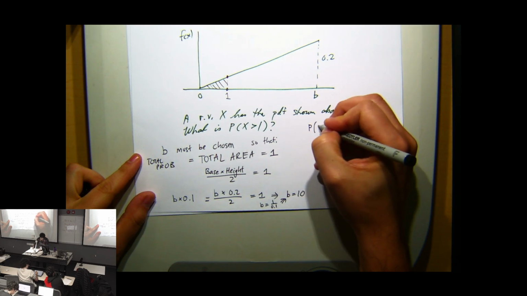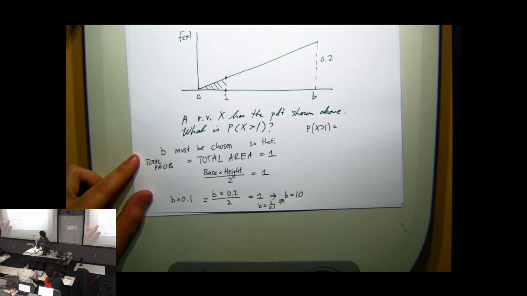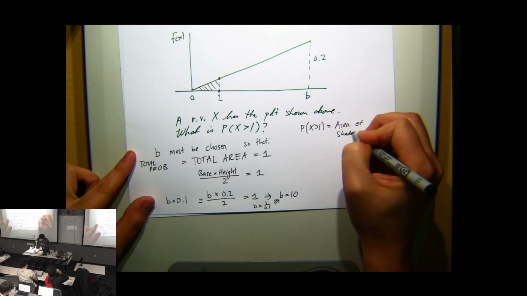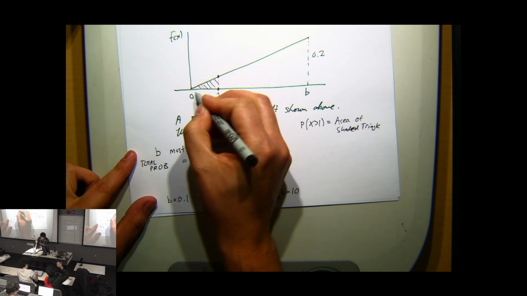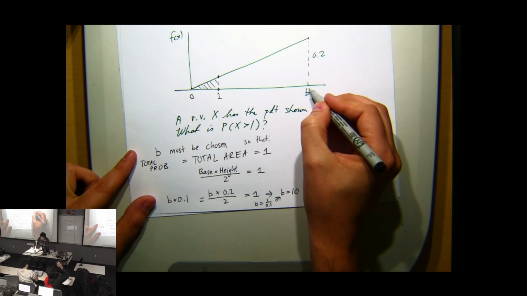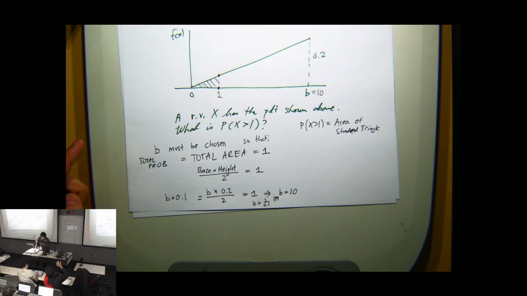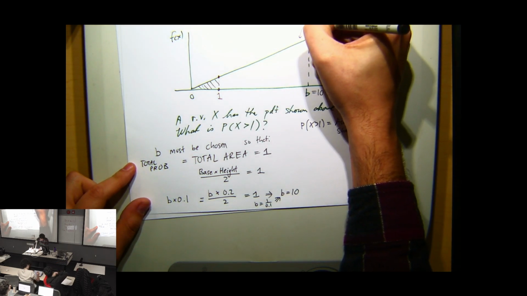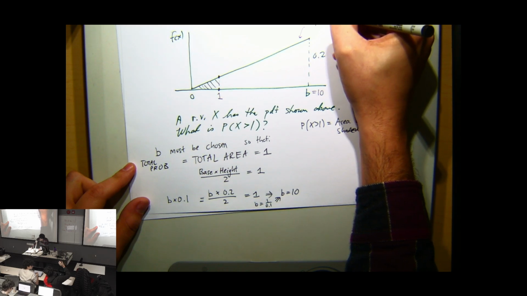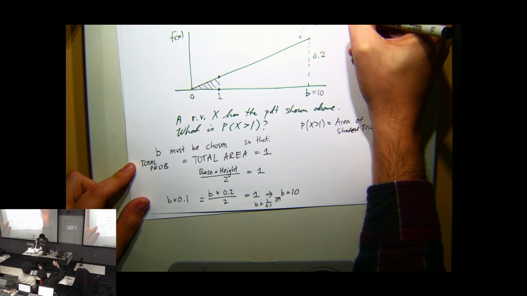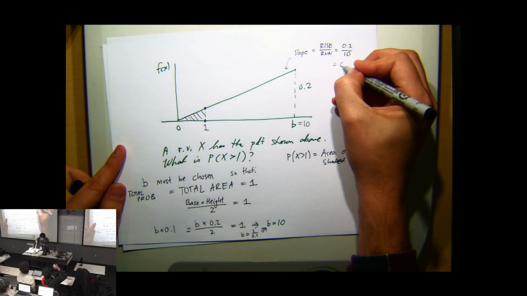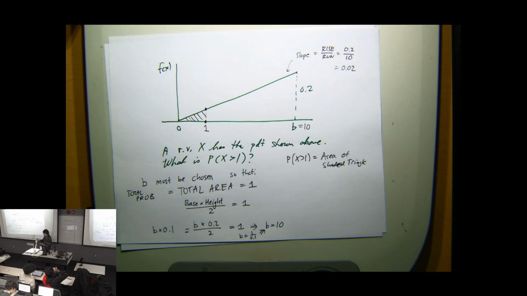The probability x is bigger than 1 equals the area of that shaded triangle. And again, you can do all sorts of tricky things. You can use proportionality. This is 1/10 of the way to B because B equals 10. But let's pretend we're just doing it the simple way. This is a line. What is the slope of this line? Slope equals rise over run. The rise is 0.2. The run is 10. So this is a line of slope 0.2 over 10, also known as 0.02. So the slope of the line is 0.02.